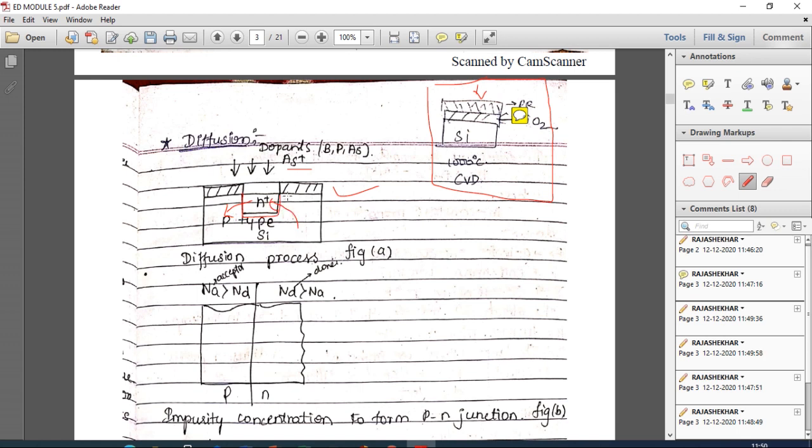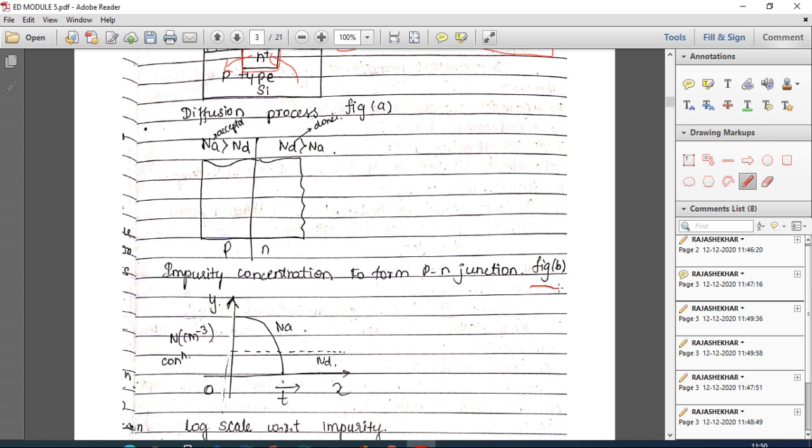So like this, a complete diffusion takes place once the dopants like arsenic have been diffused into the P-type material. Okay. So this is the explanation of figure A. We call it the diffusion process.